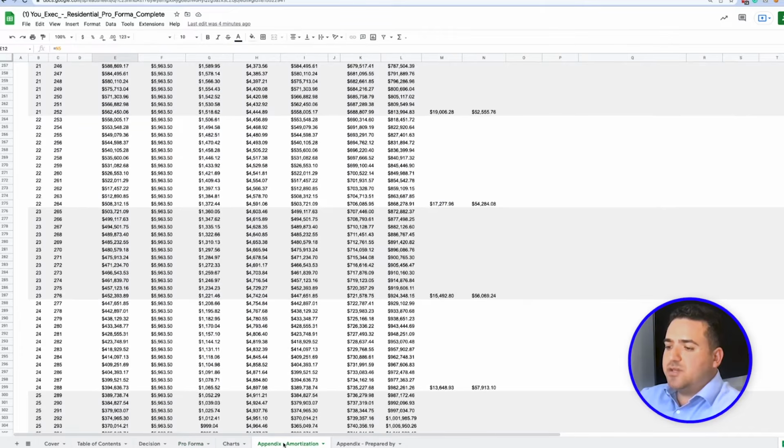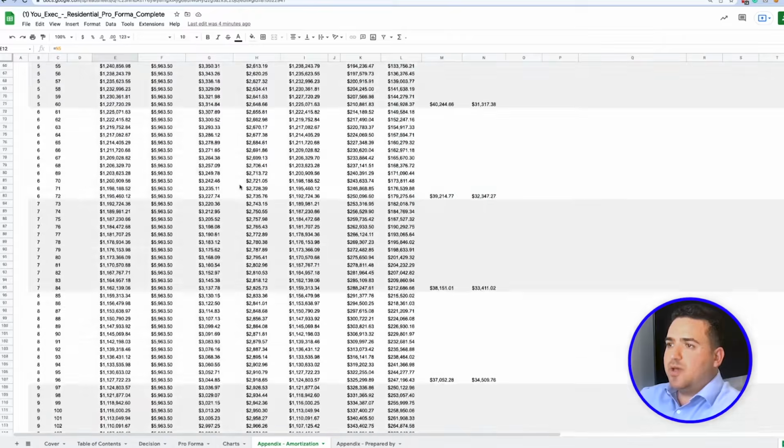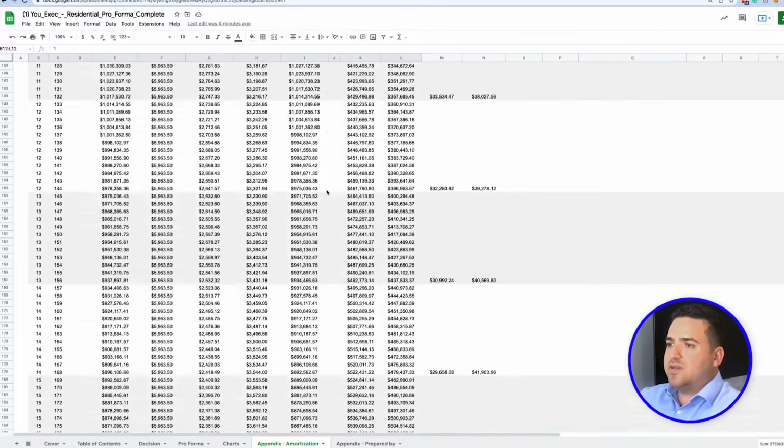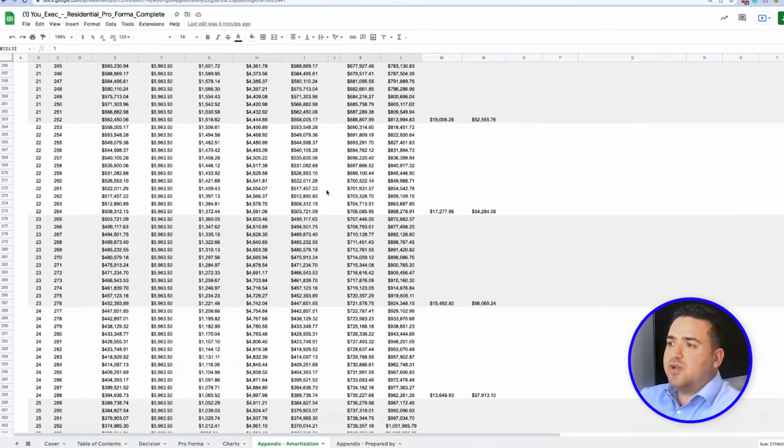Lastly, the amortization sheet will show you a month-by-month balance of the principal and interest that you are paying towards your loan so that you can visualize and see all the numbers very clearly laid out.